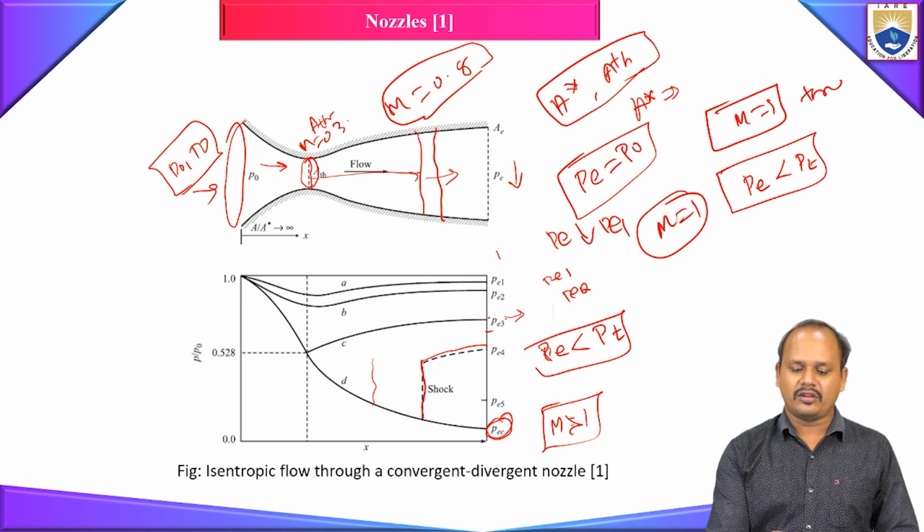So once your nozzle is choked, what will happen? Based on your back pressure, your flow will be either accelerated or decelerated. We have seen two cases where PE3 is the minimum pressure corresponding to which your nozzle is choked. PEC is the minimum back pressure corresponding to which you will have the supersonic flow at the nozzle exit. So with this, I'll complete today's lecture.